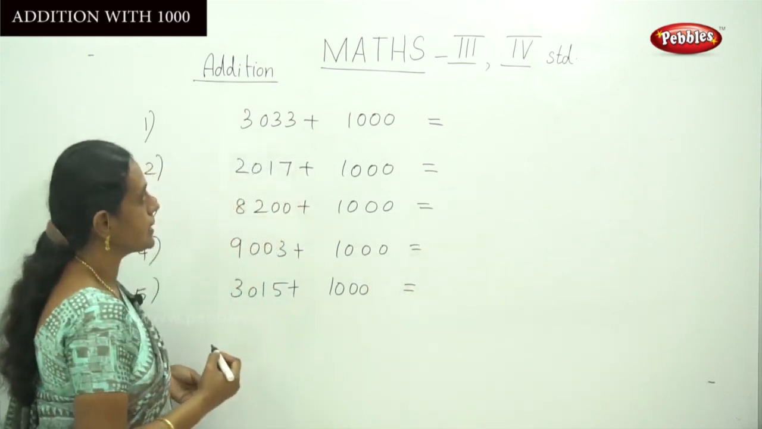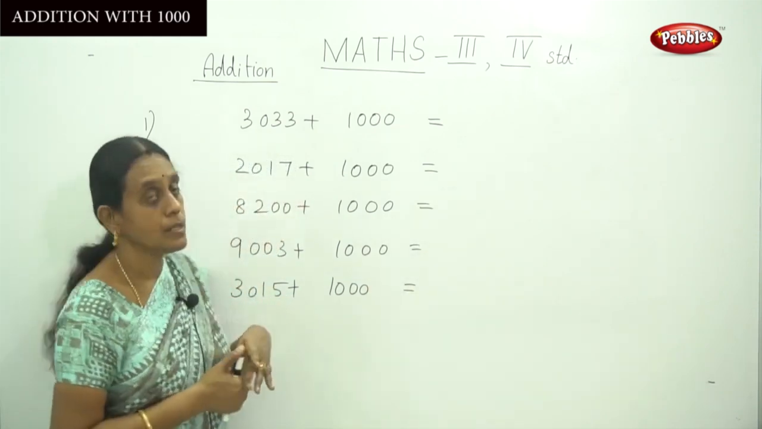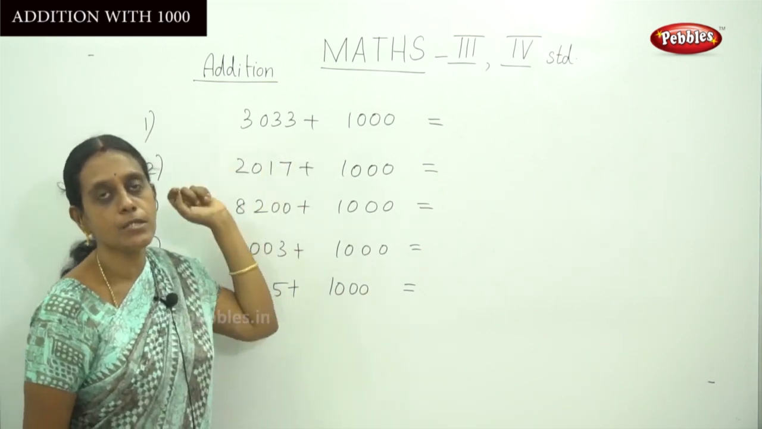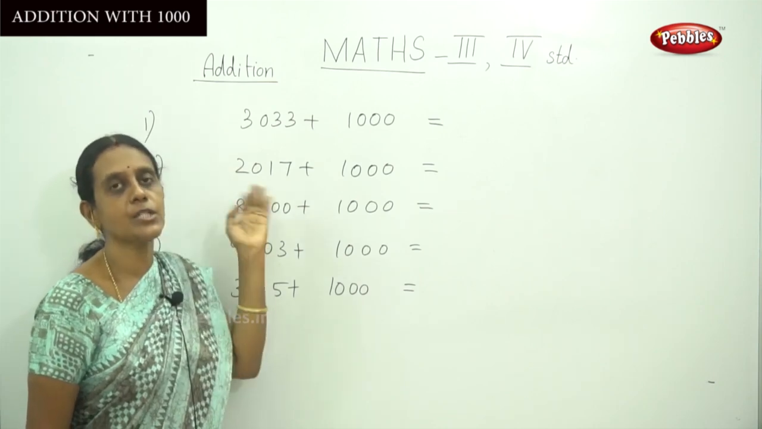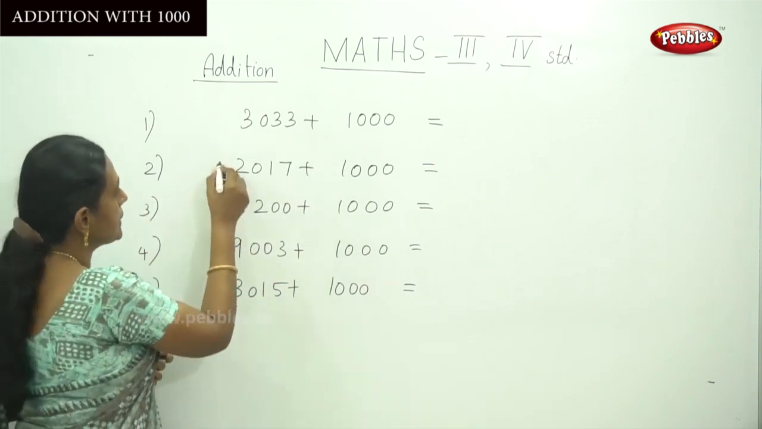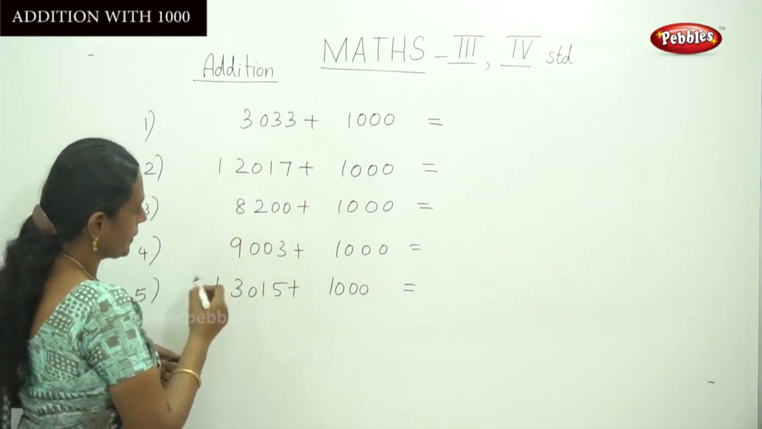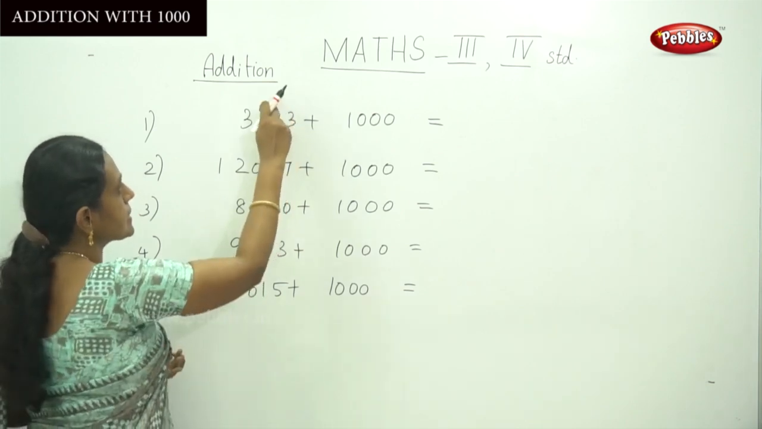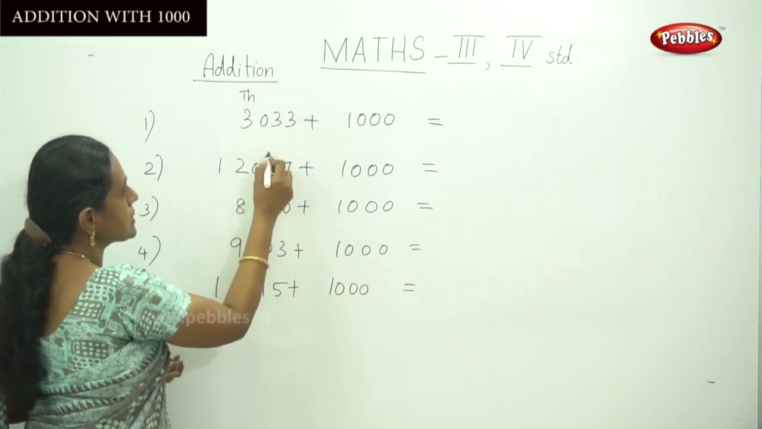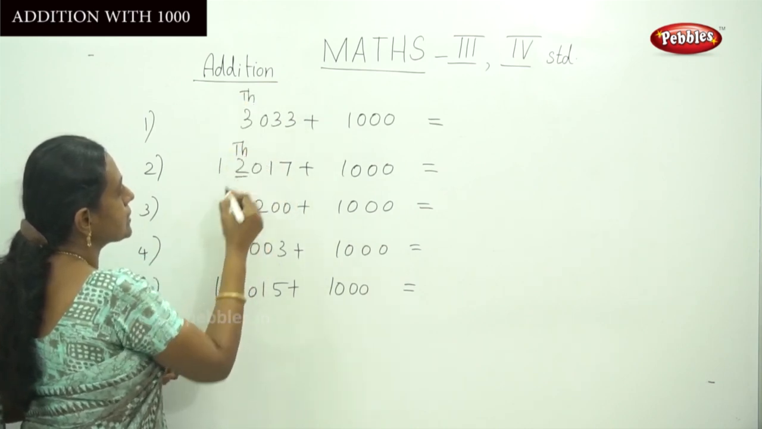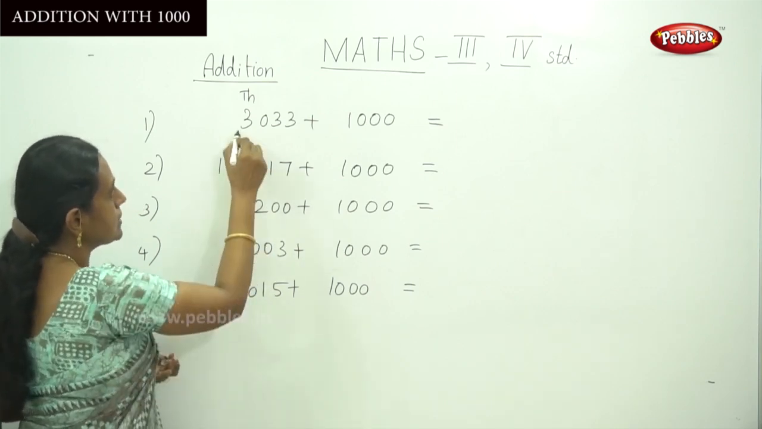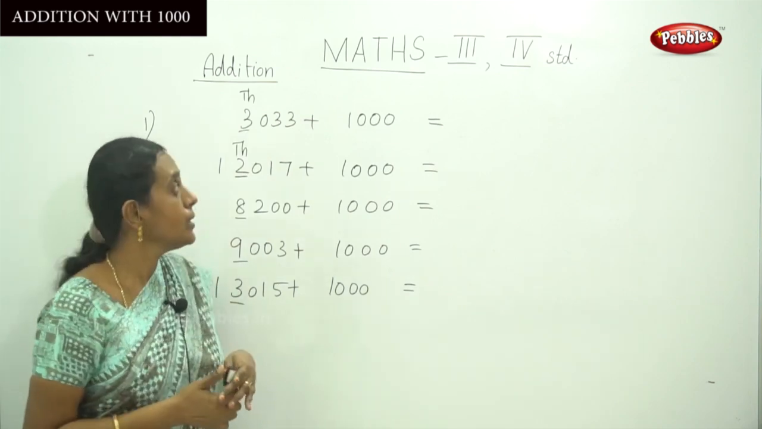Okay, let me do the answer. Now you should focus on the 1000 place. Simply write down the next 1000. Here that is ones, tens, 100, 1000, and if it is a 5 digit number, it is the same. This is the 1000 place value.